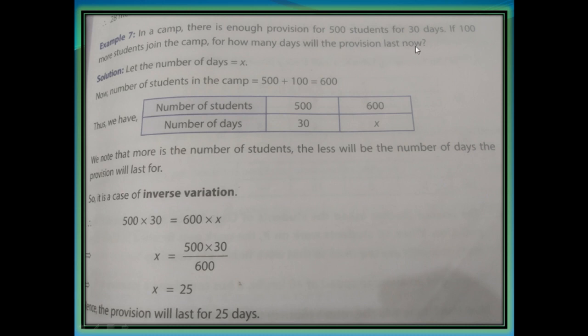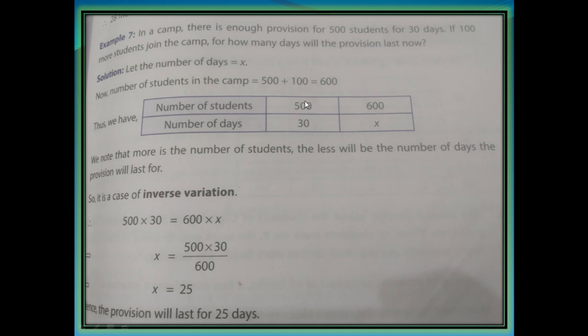Now, in a camp, they have provided the ration meal for 500 students for 30 days. But after that, 100 more students join them. That means how many total students are there? 500 and 100 more, they are 600 students. And we have to find how many days this provision, this ration, will last now.